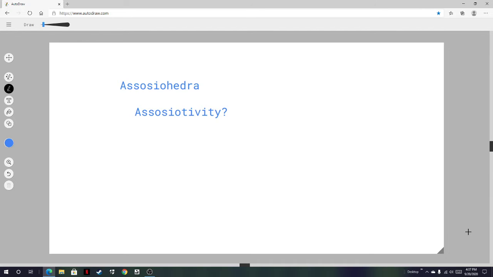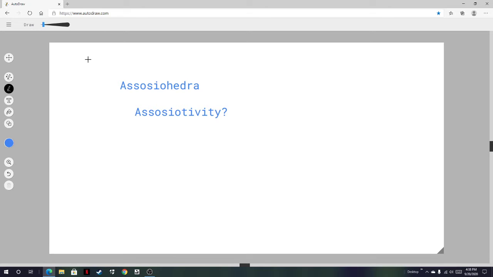Last week, I said I was going to talk about associahedra, but specifically, what are associahedra? Before we talk about associahedra, we have to talk about associativity. Associativity states that A times B equals B times A. Now that might seem so obvious that it doesn't need a name, but a lot of things don't have associativity, just like the thing I was going to talk about today.